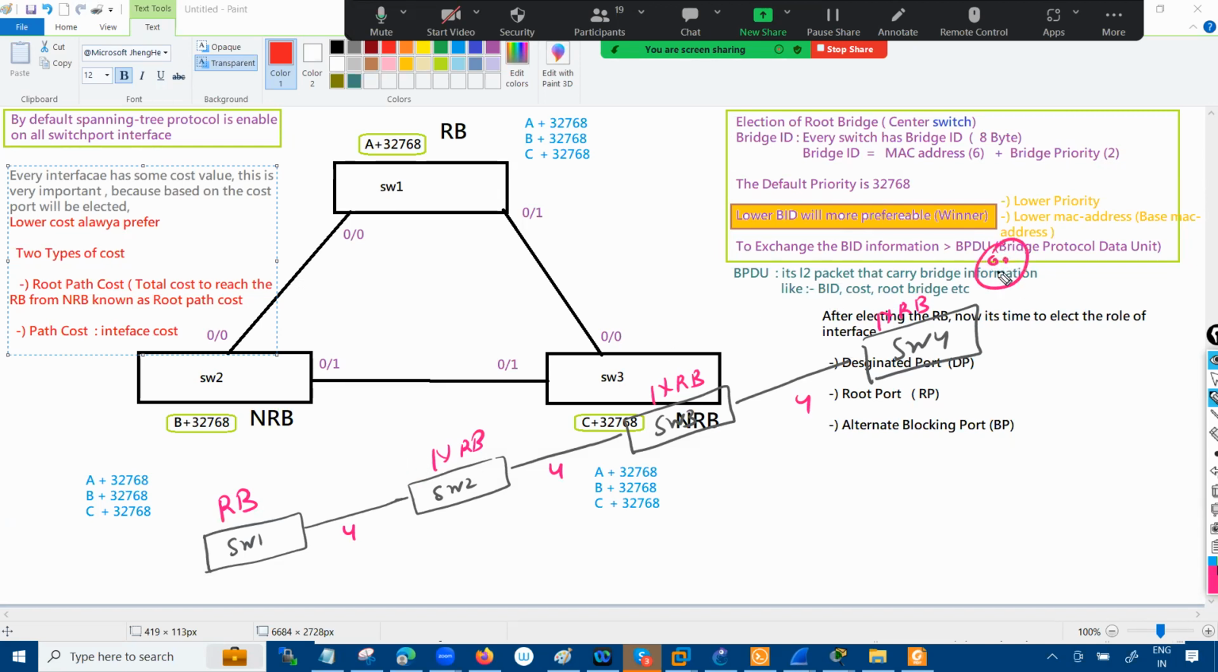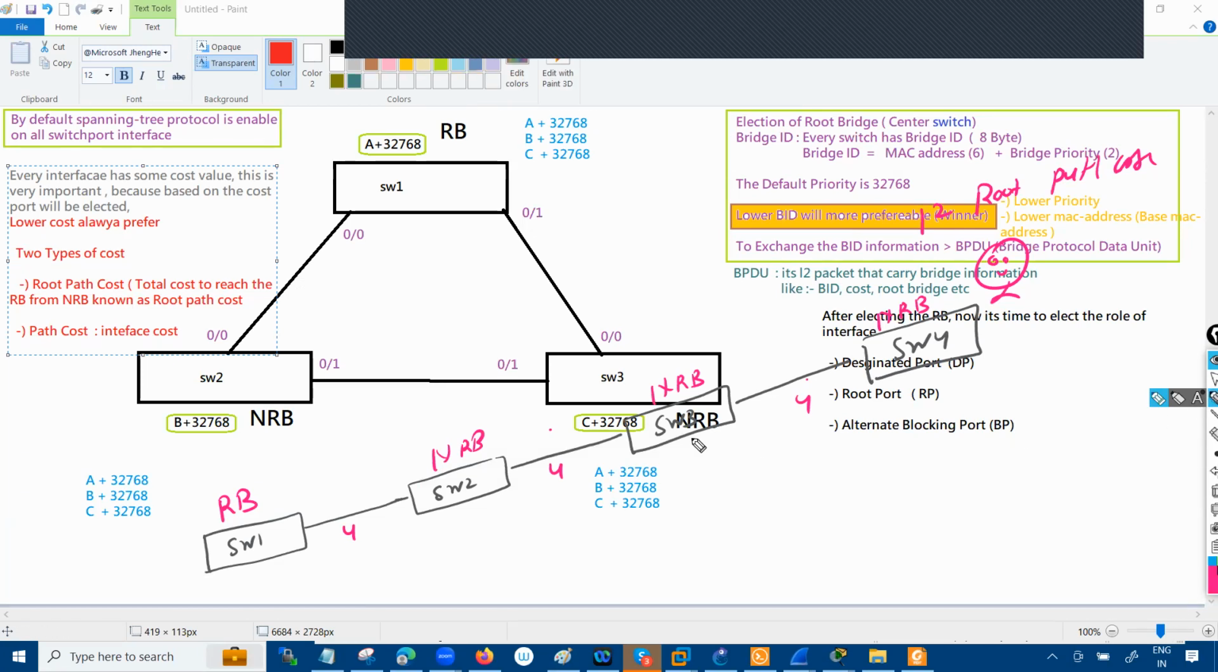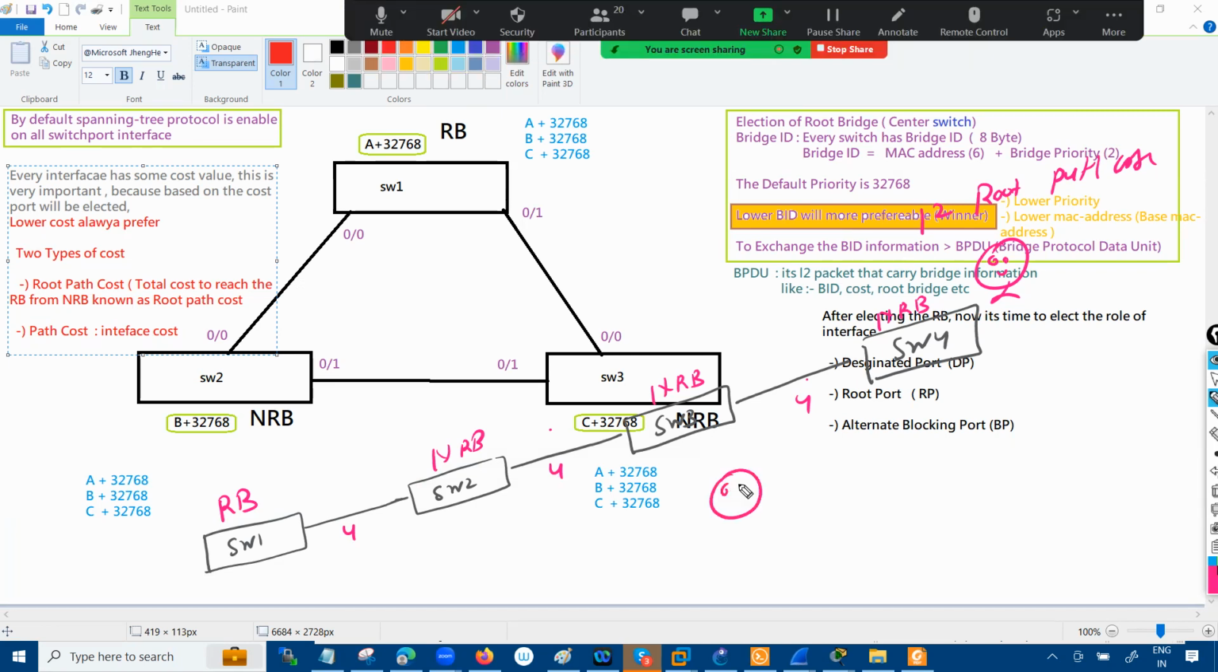If you are sitting on switch 3, and from there you want to go to the root bridge, what will be the cost? 4 plus 4 plus 4. It's 12, right? So 12 will be the root path cost from that switch's perspective. If you go from switch 2 to the root bridge, 4 plus 4 is 8, right? So the root path cost will be 8. But how about the path cost? This is called a path cost. This is called a path cost. This is called a path cost.